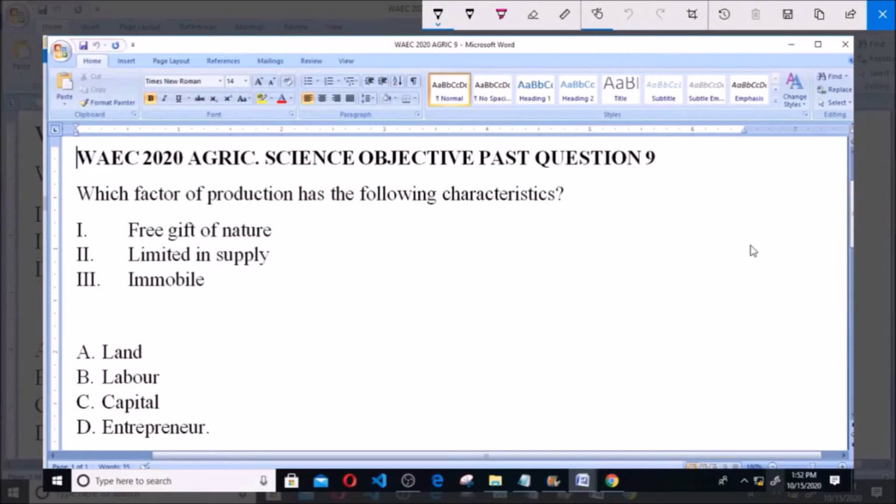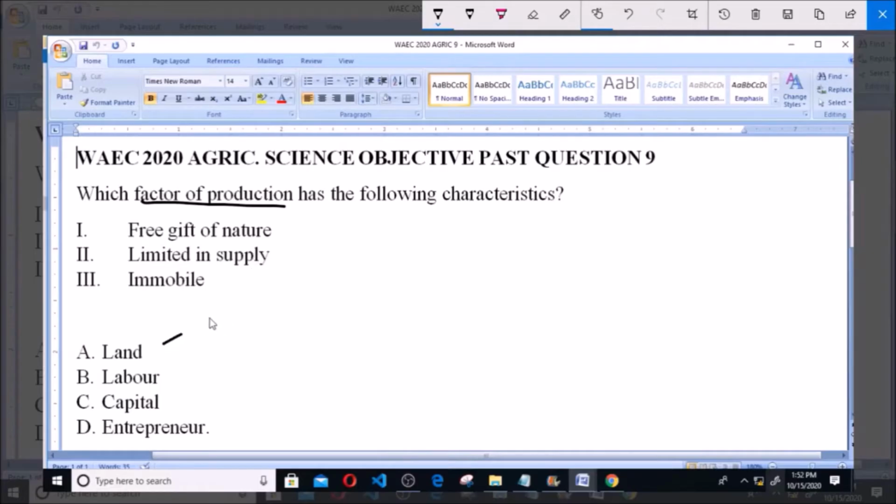Which factor of production has the following characteristics? So you have 3 characteristics. 1, free gift of nature. 2, limited in supply. 3, immobile. Now option A, land. B, labor. C, capital. D, entrepreneur. So you have factors of production given to you as the options, and you have to pick out the one which has these characteristics: free gift of nature, limited in supply, and immobile.